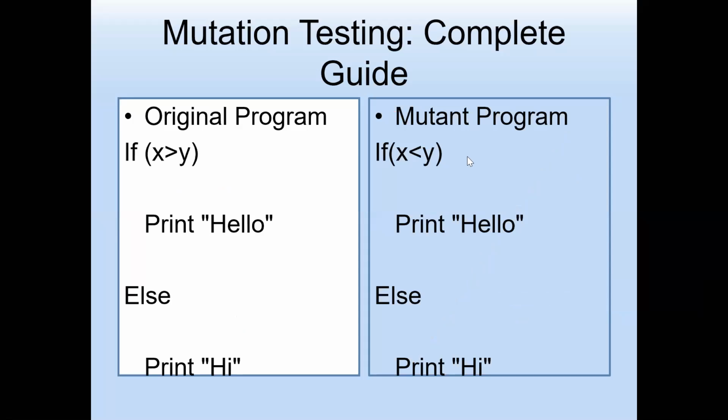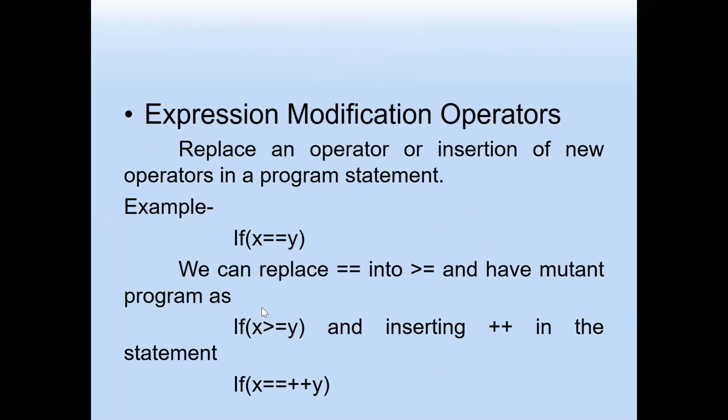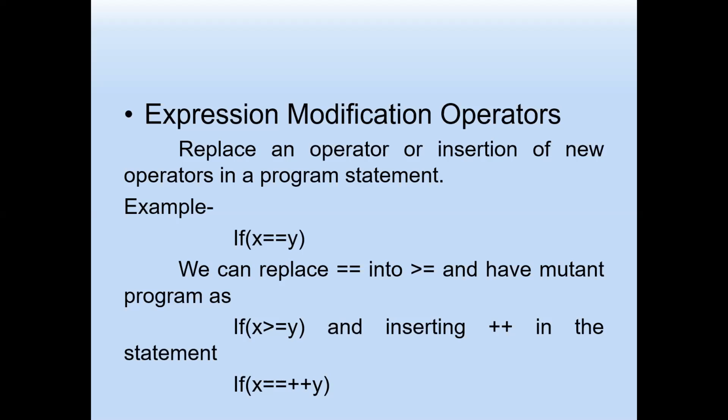We'll just move on to the next one, operand replacement. We have already seen it: x is greater than y. Replace x by x and y values, you can just change it, or replace x with a constant. Expression modification is with respect to your comparison statements: equal to, greater than equal to, less than equal to, plus y, minus y, all possible. Each time, one change you can make to prepare a mutant.